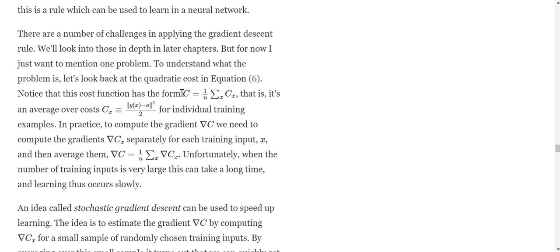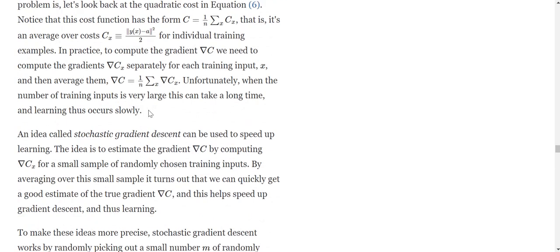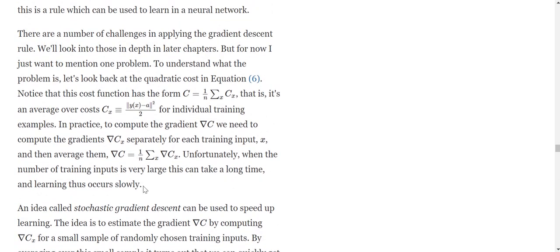Notice that the cost function has the form 1 over n and then a summation, that is, it averages over costs for individual training examples. In practice, to compute the gradient of C, we need to compute the gradients separately for each training input and then average them. Unfortunately, when the numbers are large, this can take a long time and occur slowly. I hope you get the point.